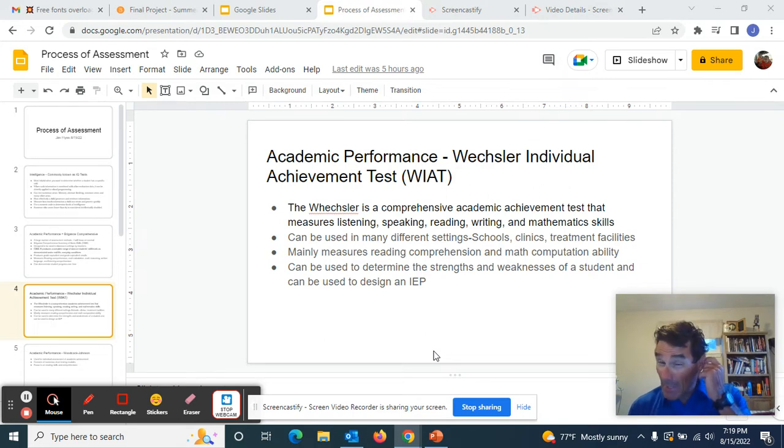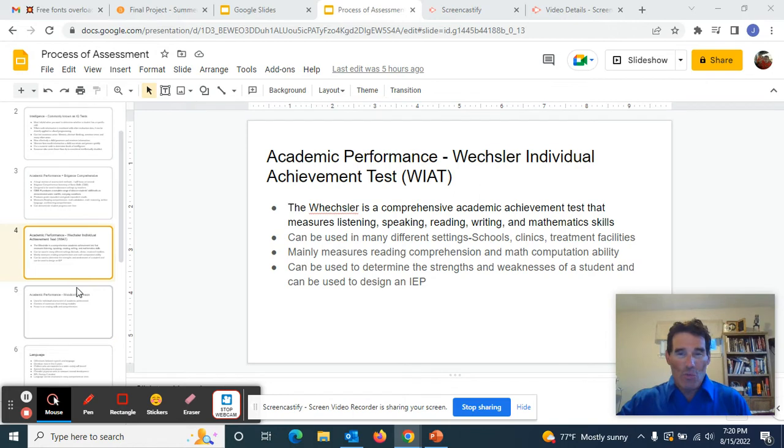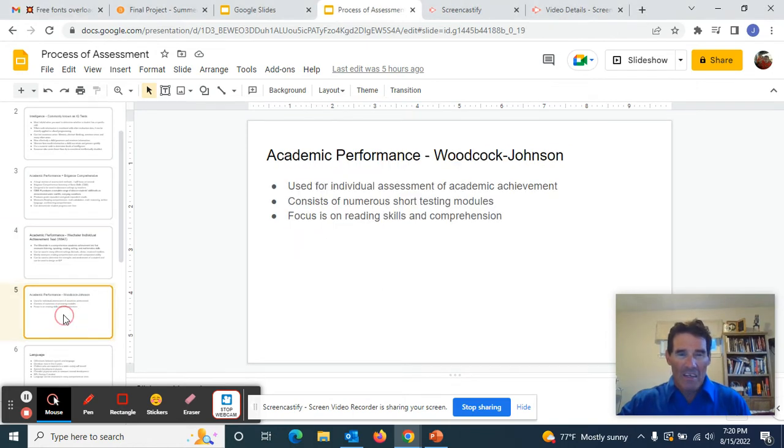In the IEP, the individual education plan, those are two of the big things for academic strength: reading comprehension and math computation ability. It can also be used to determine the strengths and weaknesses of a student and to design an IEP around that. Do they need math goals? Do they need reading goals? Things like that. So that's the Wechsler Individual Achievement Test.